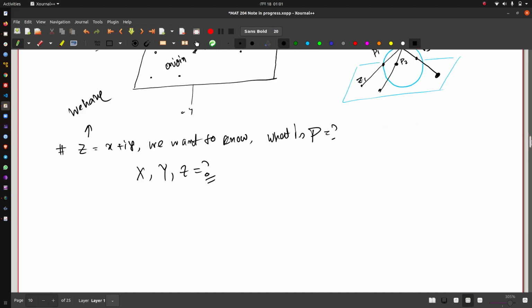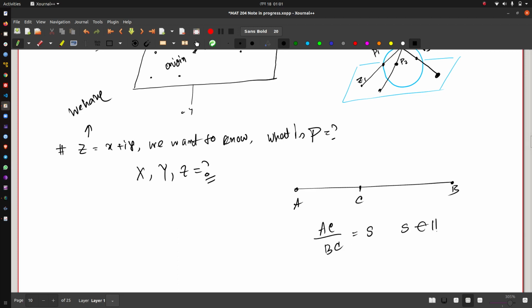Now, first things first, from your high school geometry, if you have a straight line like this, let's say AB, and you take a point C, you can always write AC by BC equals some real number s, where s belongs to the real numbers, right?